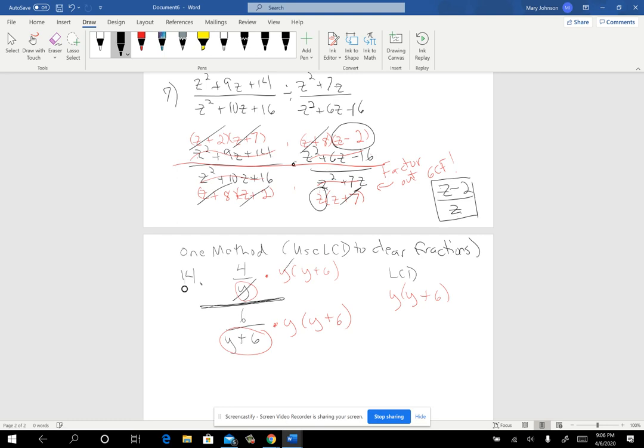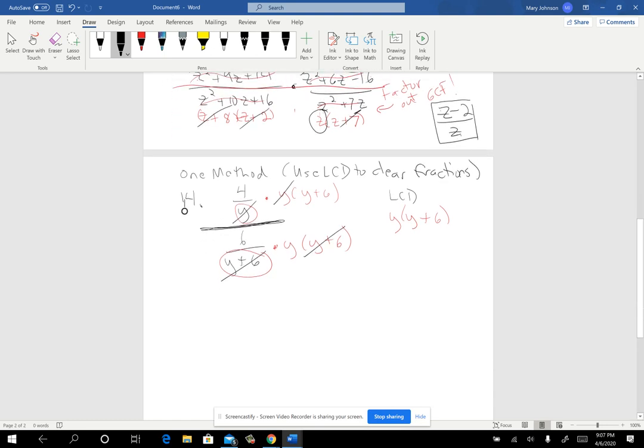So here's a y and there's a y. Here's a y plus 6, I can knock out of there. And so what happens is, relative to that main fraction bar we had, I see a 4 and a y plus 6 on top. And I see a 6 and a y on the bottom.